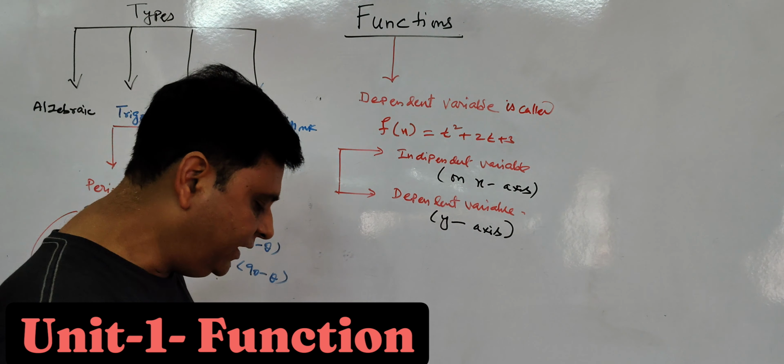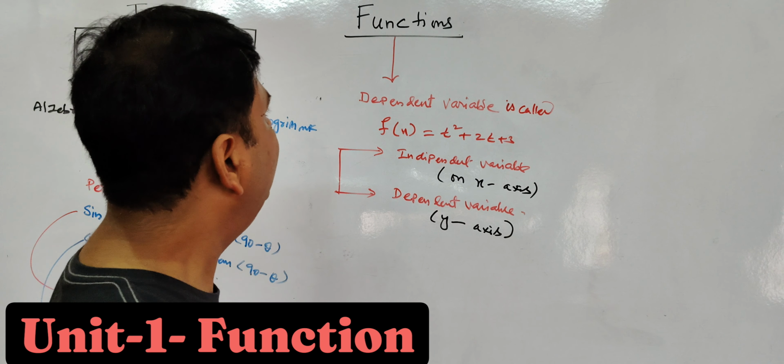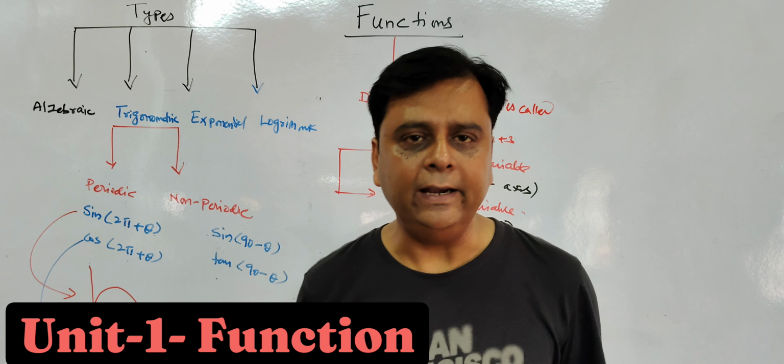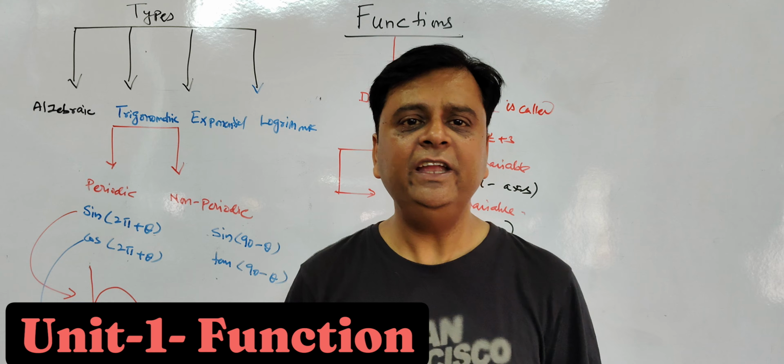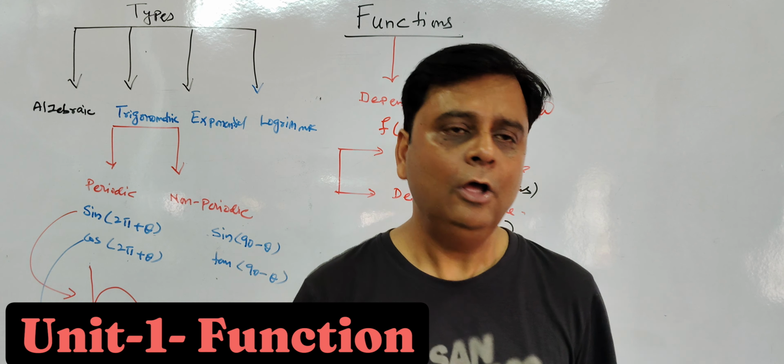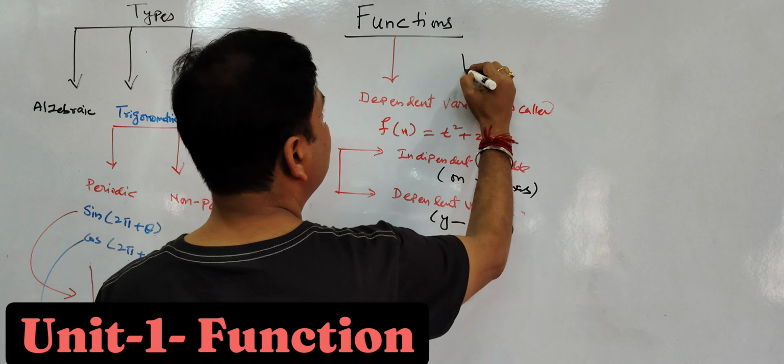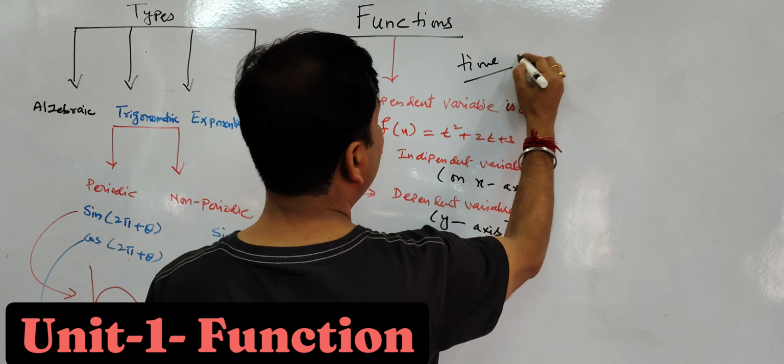So first of all, what is a function? Remember, in physics, function is something which is dependent. So if you find any variable which is dependent, is of course called a function. Any variable which is independent cannot be called a function. For example, time. Time is not a function basically.